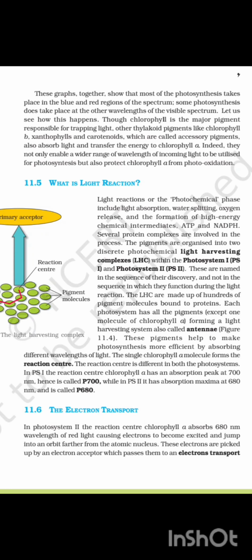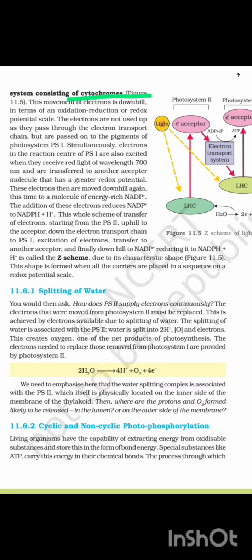11.6 The electron transport. In photosystem II, the reaction center chlorophyll a absorbs 680 nanometer wavelength of red light, causing electrons to become excited and jump into an orbit farther from the atomic nucleus. These electrons are picked up by an electron acceptor, which passes them to an electron transport system consisting of cytochromes. Figure 11.5. This movement of electrons is downhill, in terms of an oxidation-reduction or redox potential scale. The electrons are not used up as they pass through the electron transport chain but are passed on to the pigments of photosystem I.